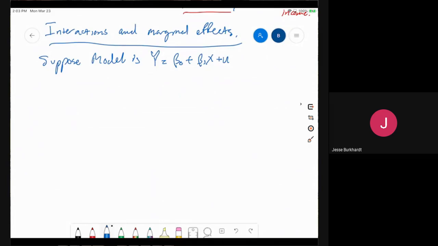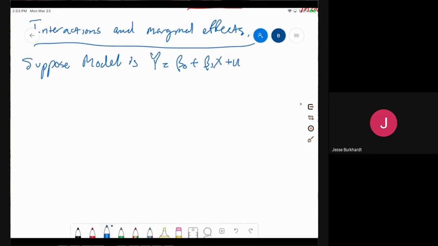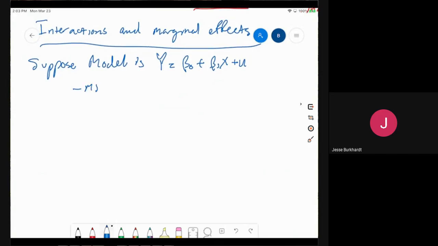Okay, so the marginal effect in this model, this is a standard model of y as a function of x, a single regressor. Let's say marginal effect is ME. Marginal effect is the derivative of this function y with respect to x. The marginal effect is dy dx. In this case it is going to be beta 1. Fairly simple. That's the same as what we had before in the single regressor case. Nothing's changed.